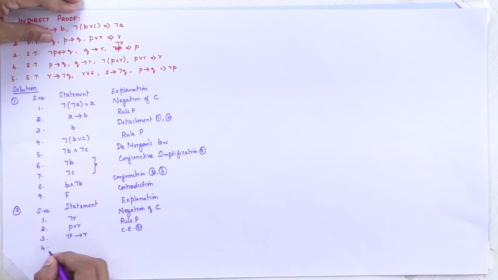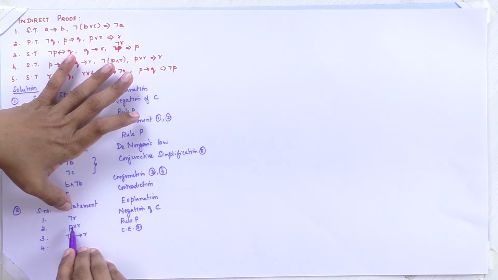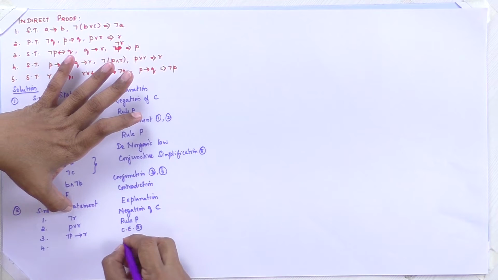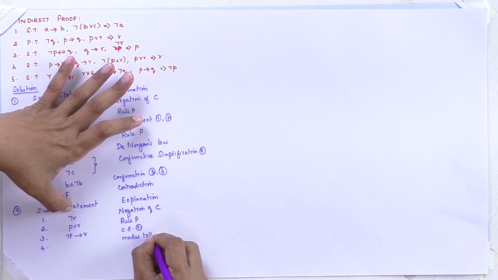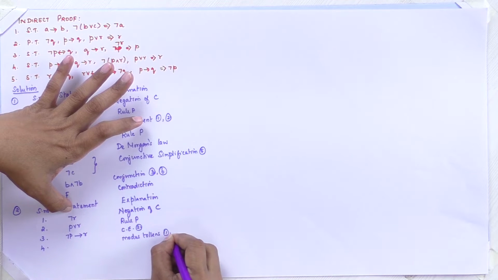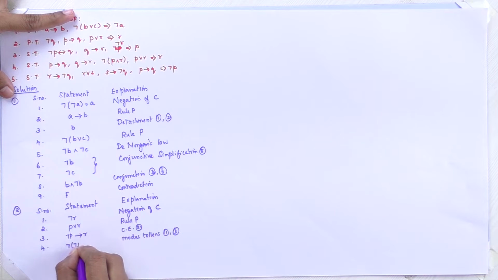So now what can I do with this? Can I apply the modus tollens? Yes, good, correct. So modus tollens with 1 and 3. What do I get? Now see, I have got negation P conditional R and negation R. So I'll get the negation of negation P, which is P.